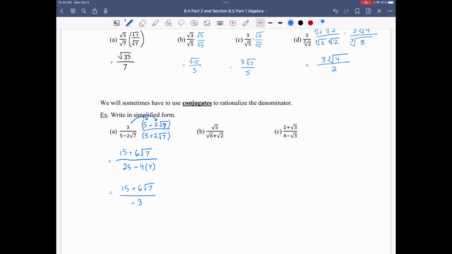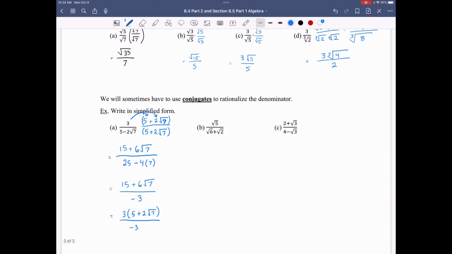Oh, now I wanted to cancel the 6 or the 15 with the 3, but I cannot, but I can if I factor out a 3. So factoring out a 3, I get 5 plus 2 square roots of 7 over negative 3. The 3's cancel, so that equals negative 5 plus 2 square roots of 7.